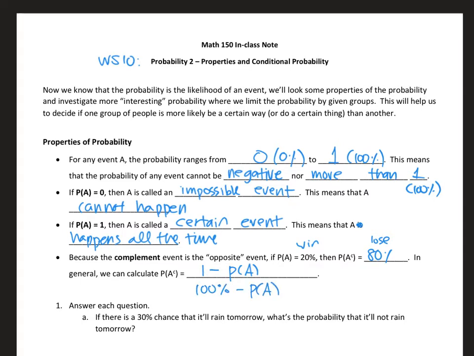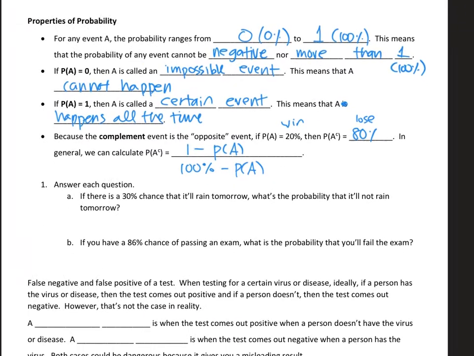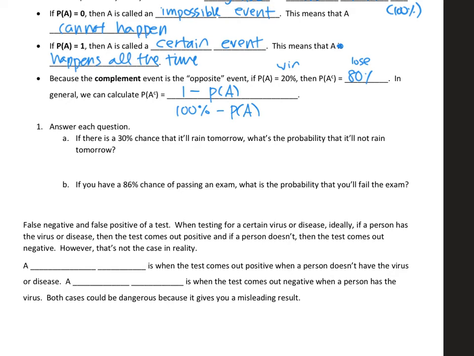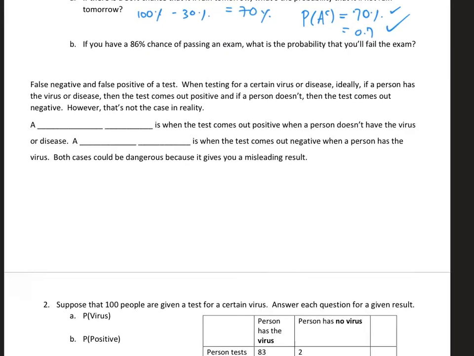Either one works. All right, let's look at the next question here, number 1. If there's a 30% chance that it's going to rain tomorrow, what's the probability it's not going to rain? So rain is A. Not rain is going to be A complement. Again, raining and not raining are opposite of each other. So if there's a 30% chance of A, that means it's 100% minus 30%, which is 70%. So the probability of A complement is 70%, or of course 0.7 works too. Either way is fine. Okay, I'm going to have you try part B.